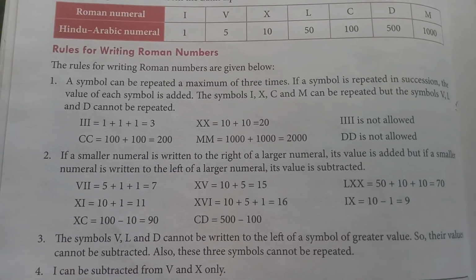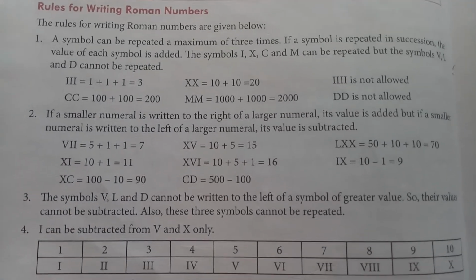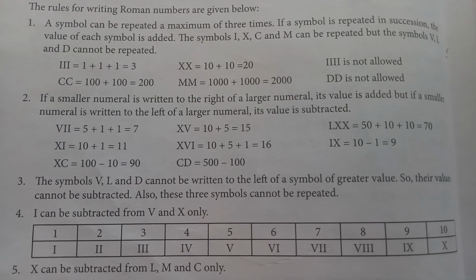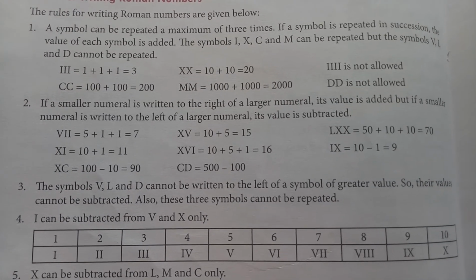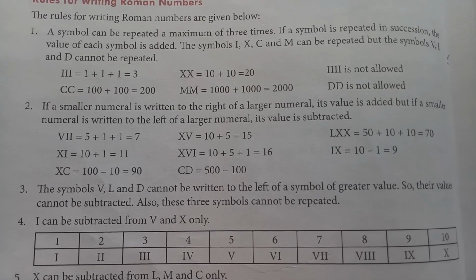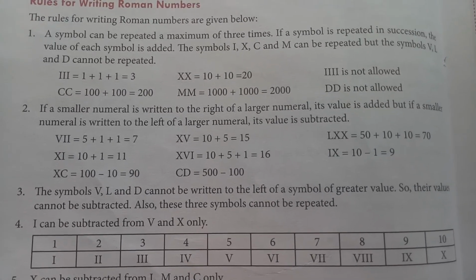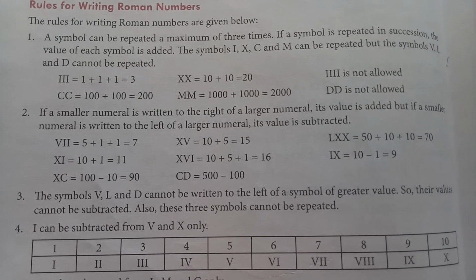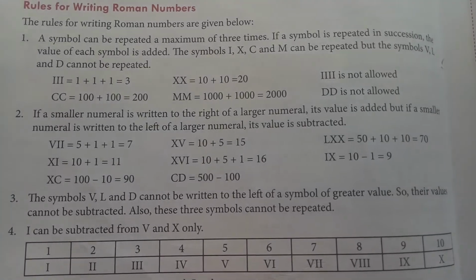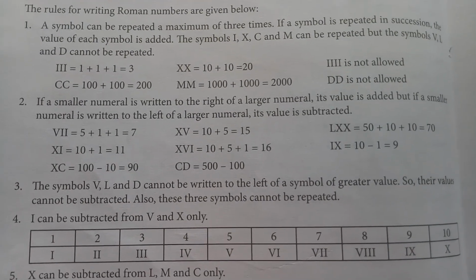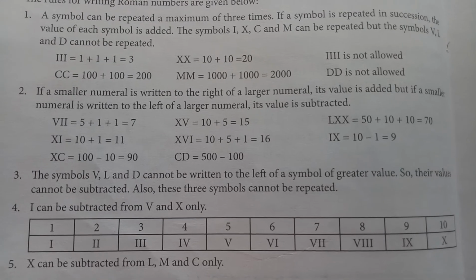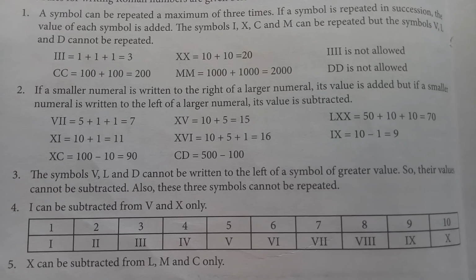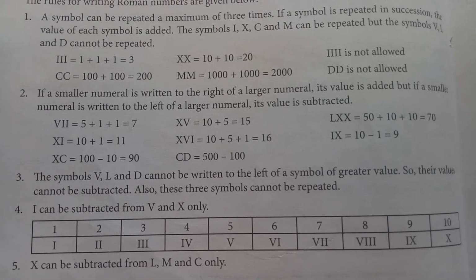Rule number 4. I can be subtracted from V and X only. Means I is subtracted from V, that is 4, IV, and 9, IX. Similarly, rule number 5, X can be subtracted from L, M and C only, not I.